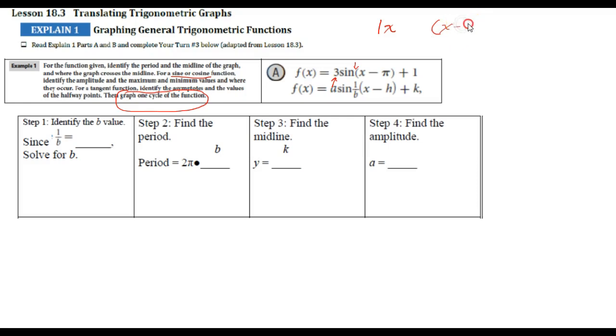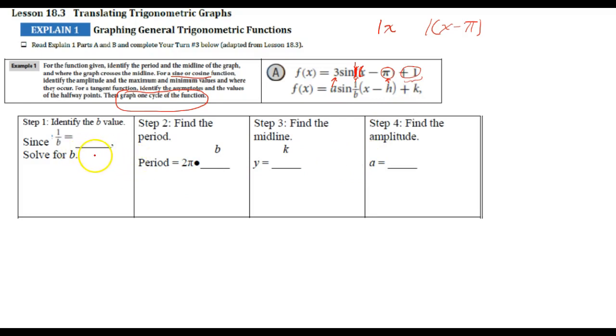So what if I said, what is the coefficient of x minus pi? It'd be the same thing, right? So we'll put a 1 there. Try and make that 1 visible. That would be our 1 over b value. Our h value would be pi, and our k value would be 1.